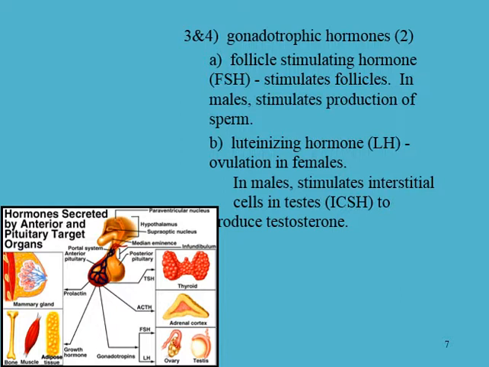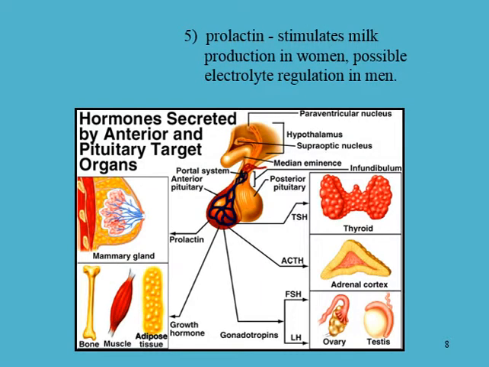Prolactin, pretty easy to figure this one out. Stimulates milk production in women. Has possible electrolyte balance mechanisms in men. It's not produced in large quantities in men, but it helps to regulate electrolytes in men.